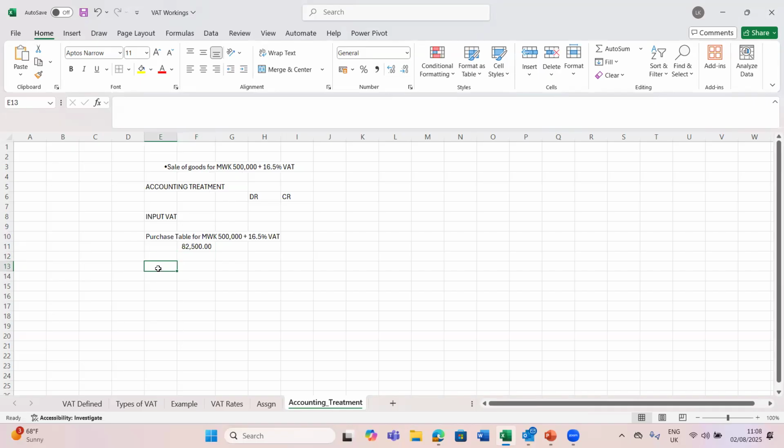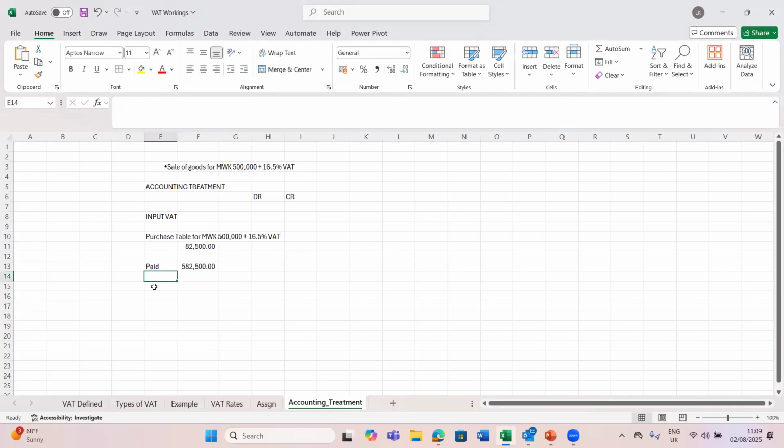What we are actually paying is how much? As a manufacturer, we paid 82,500 plus 500,000. Okay. So when you are buying, let's say you're a retailer, you buy tables for resale. You're in a trading business. What do you debit? What do you credit? So when you're purchasing, obviously you debit your purchases.